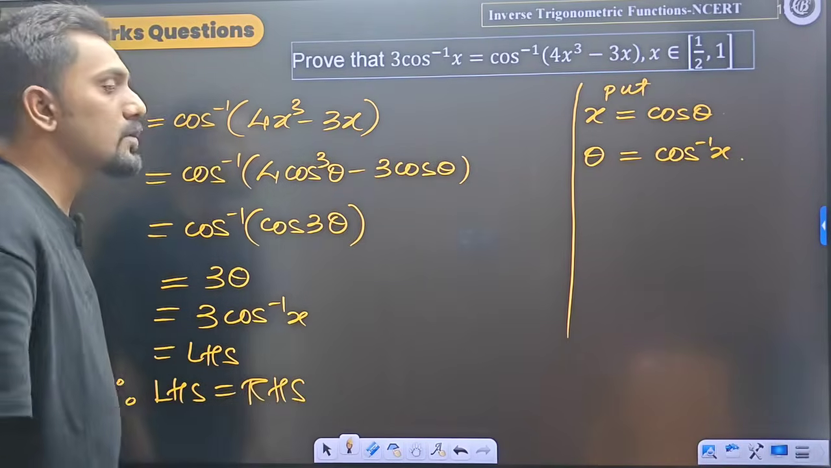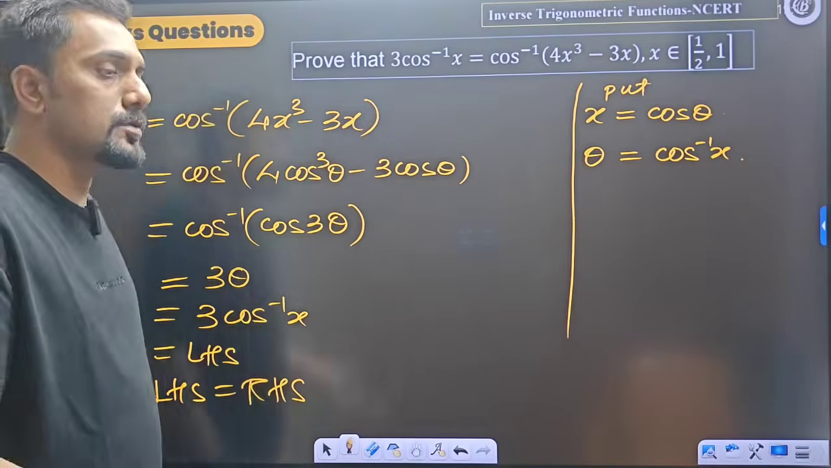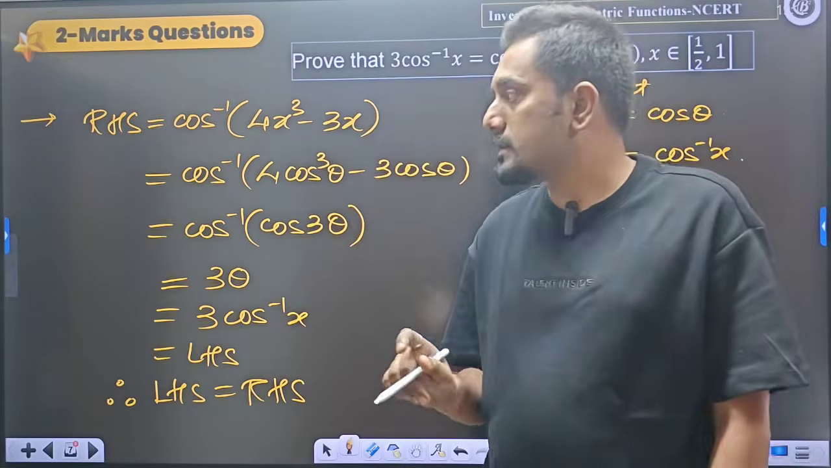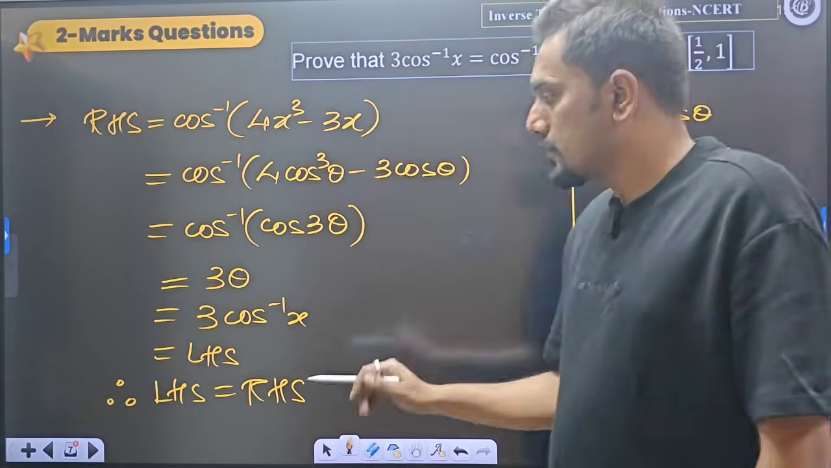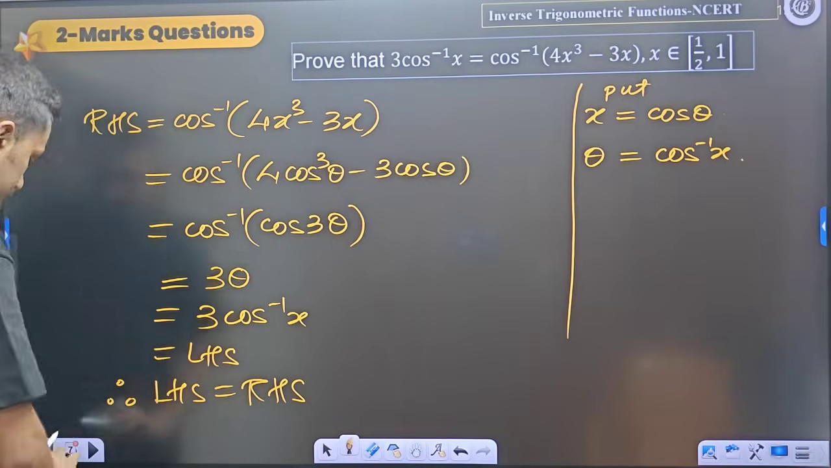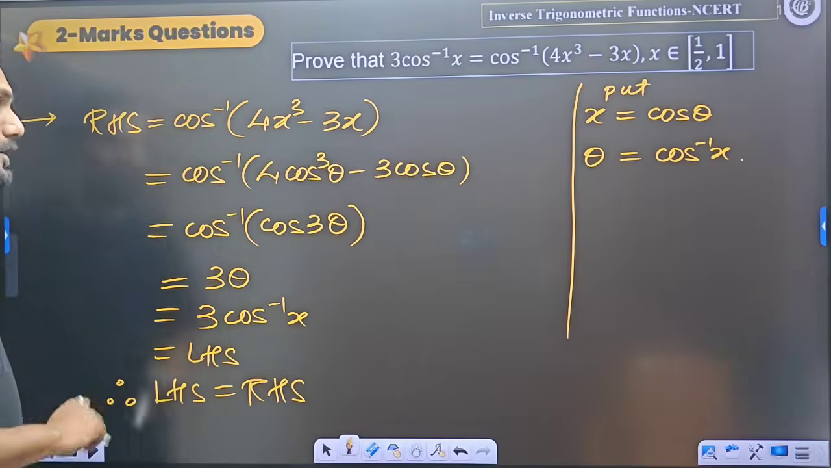There is no rule in mathematics saying that we have to always prove LHS equals to RHS. We can prove according to our convenience. Pause the video and note down the answer.